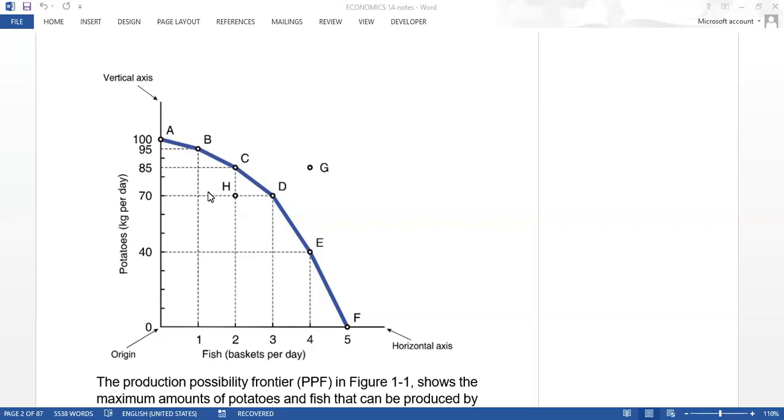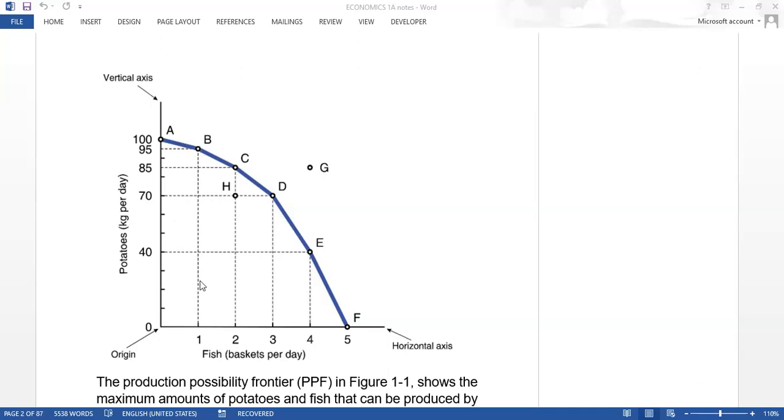So having taken that into account, within this particular example, they can choose to produce at point A here, and at point A you can see that there are 100 kgs of potatoes and zero fish. We've utilized all of the resources that are available within an economy, taking into consideration natural resources, the capital, the labor, and if you maximize that for potato production, we'll be able to produce only 100 kgs of potatoes and zero fish.